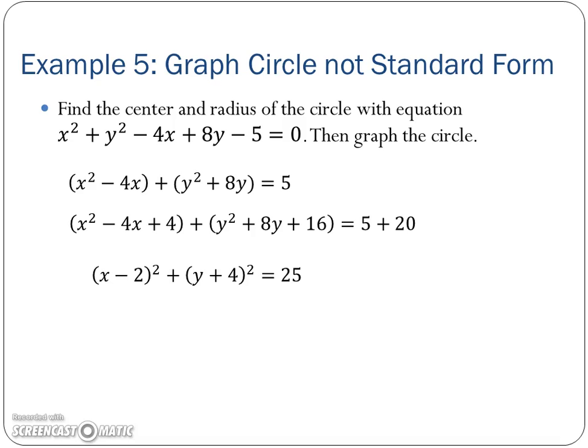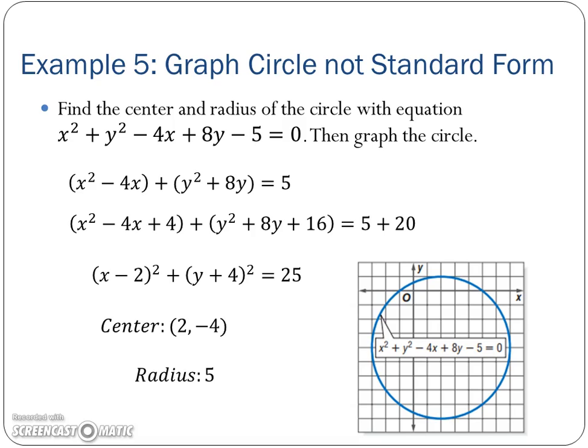Therefore, our center is (2, negative 4) and our radius is 5. So now we can graph our circle by plotting the point (2, negative 4), and then going up 5, right 5, down 5, and left 5. Alright, that is circles. Good luck with practice.